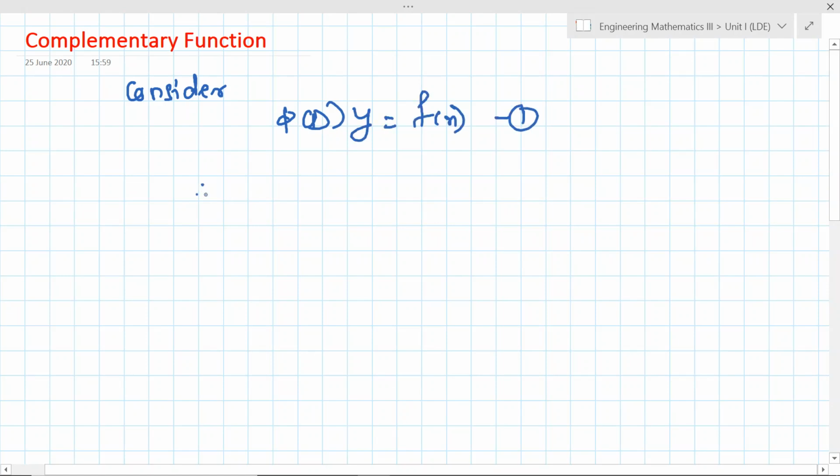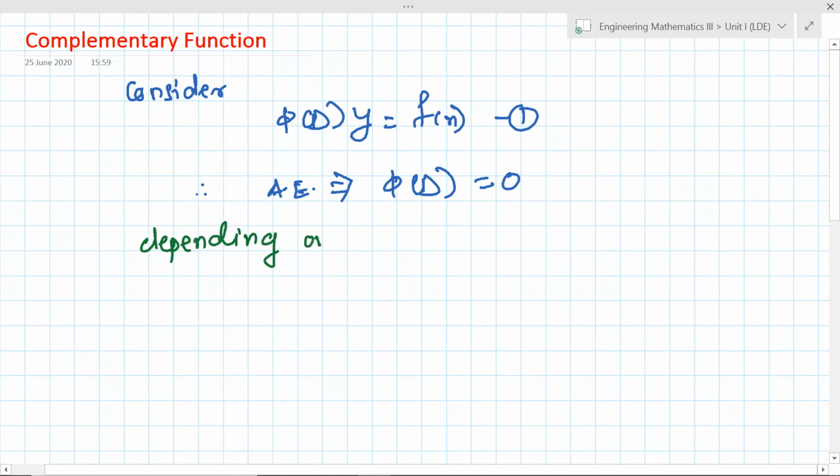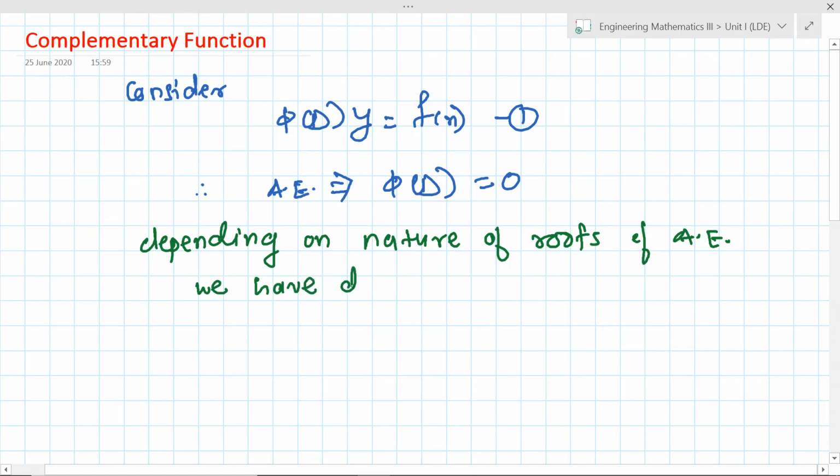So what is the auxiliary equation here? My auxiliary equation is phi of D is equal to 0. And depending on the nature of roots of the auxiliary equation, we have four different cases for complementary function.